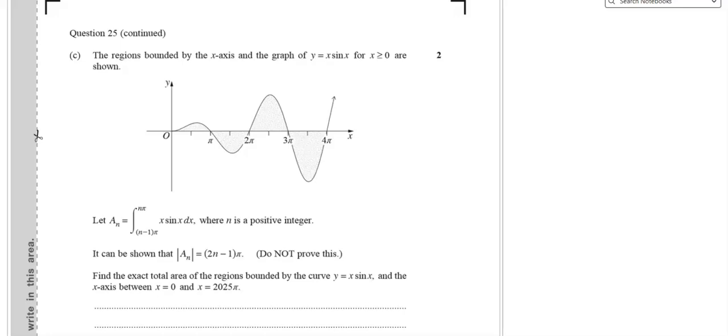Find the exact total area of the regions bounded by the curve y equals x sin x and the x-axis between x equals 0 and x equals 2025 pi. Pause here to try yourself.